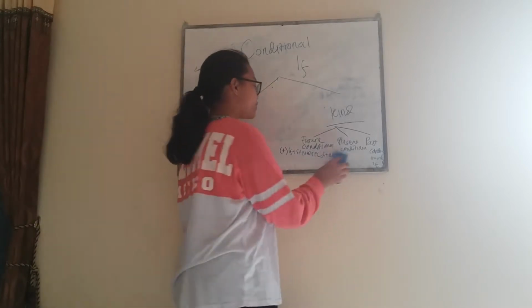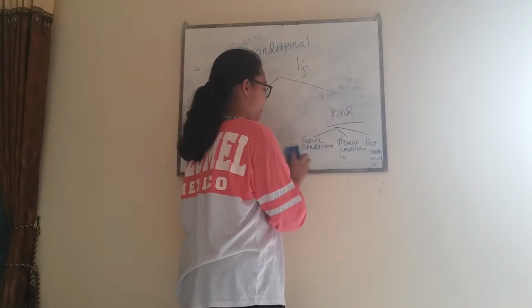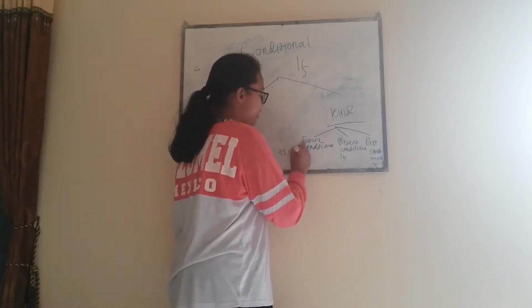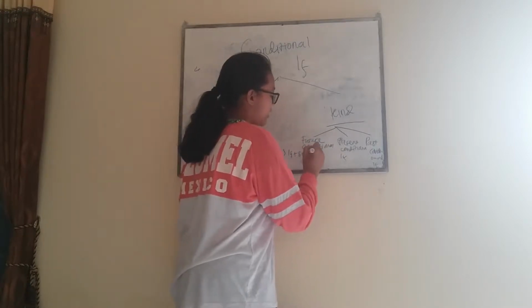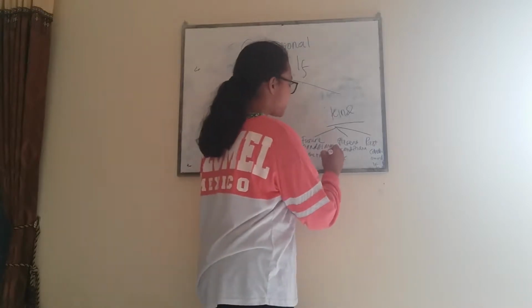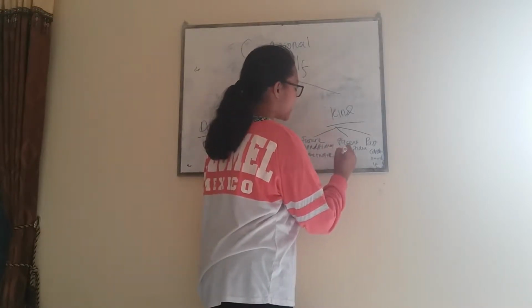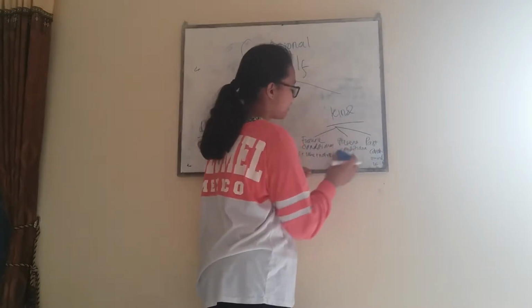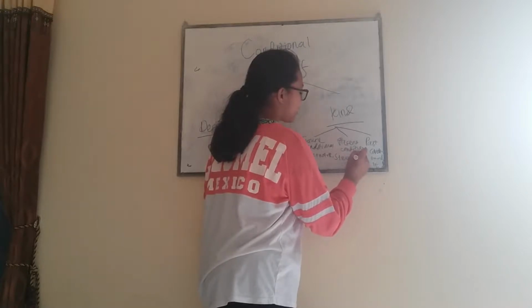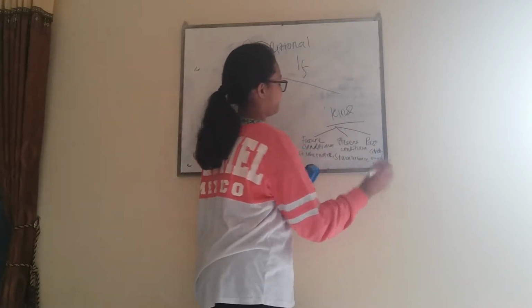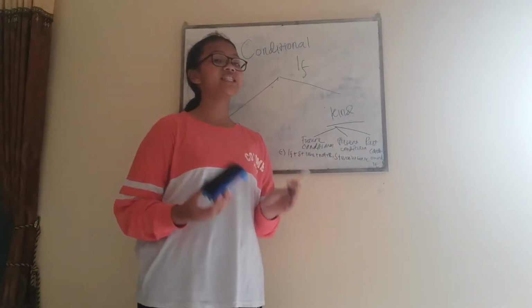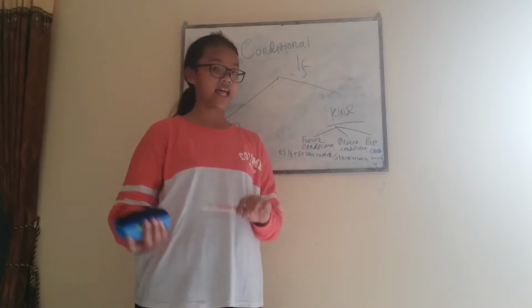Now we go to negative pattern. The pattern in negative is if plus subject plus to be plus not plus predicate complement, comma, subject plus won't plus be plus predicate complement. For the example, if Rini is not rich, they won't be happy next time.